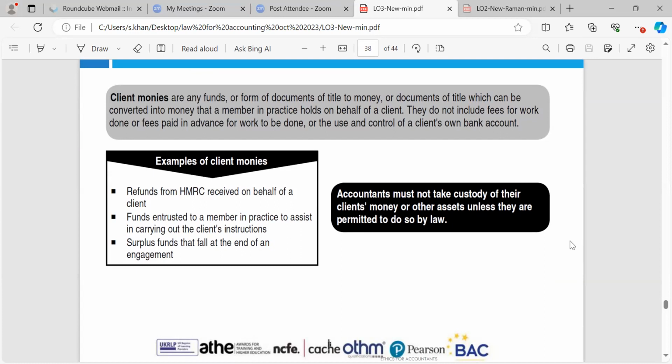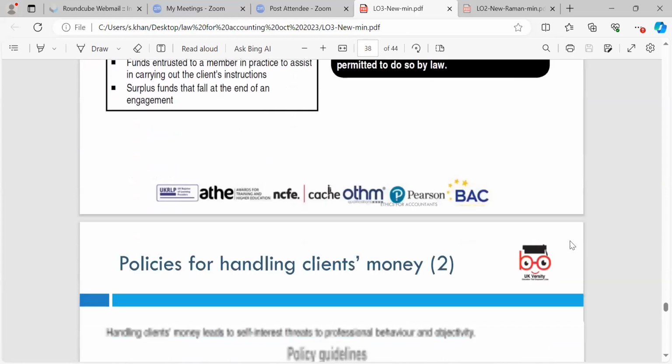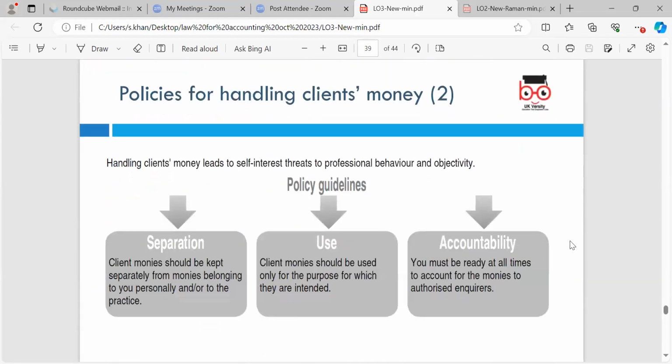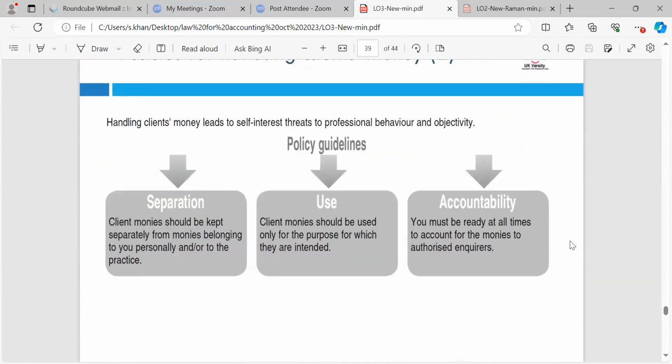Examples of client's money: refunds from HMRC received on behalf of the client, funds entrusted to a member in practice to assist in carrying out the client's instructions, and surplus funds that fall at the end of an engagement. Policies for handling clients' cash. Handling clients' money leads to self-interest threats to professional behaviour and objectivity.